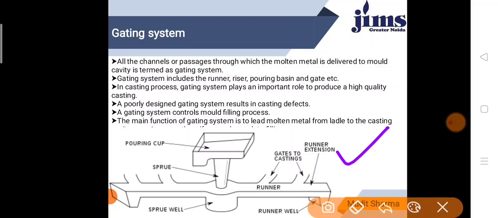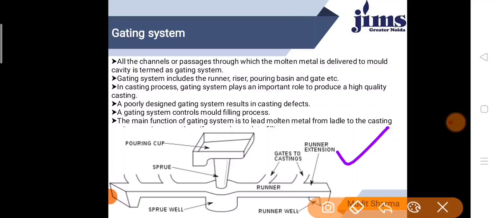A poorly designed gating system results in casting defects. A gating system controls the mold filling process. The main function of this is to lead molten metal from the ladle to the casting. So what are the common requirements of a gating system?